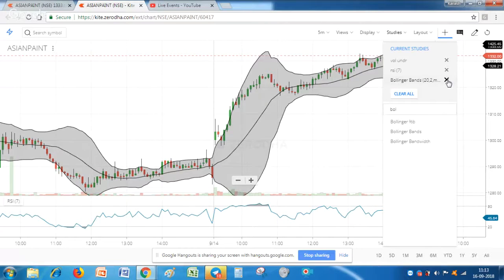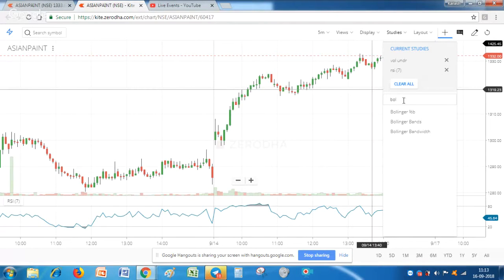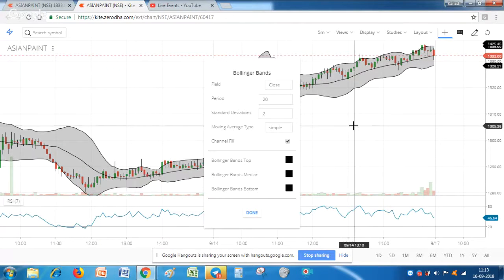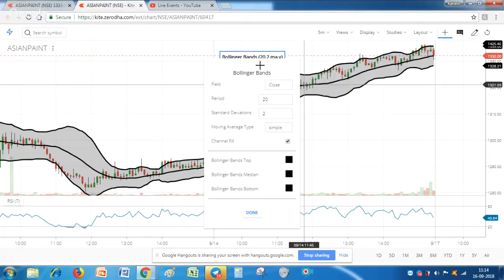Let me add Bollinger Band here once again. So we will type BOL. Okay, so you will get Bollinger Bands. We will apply here. You could see there is a period of 20, field is close, period 20, standard deviation 2. This standard deviation is a kind of volatility, friends. We could say it's the volatility of the stock or the market.